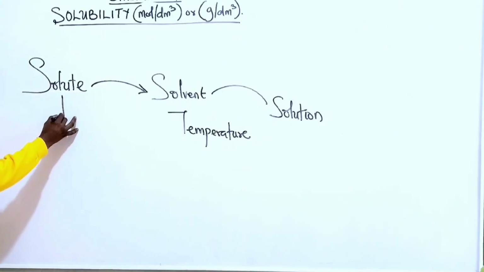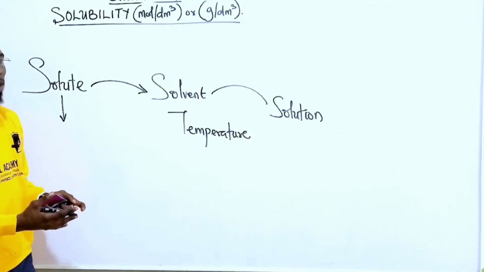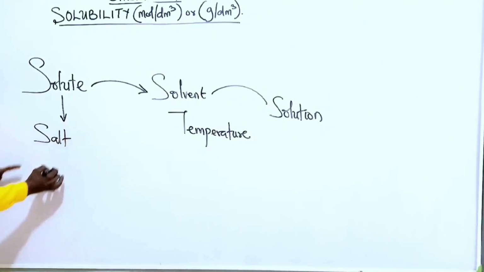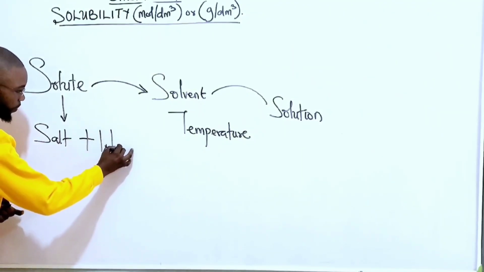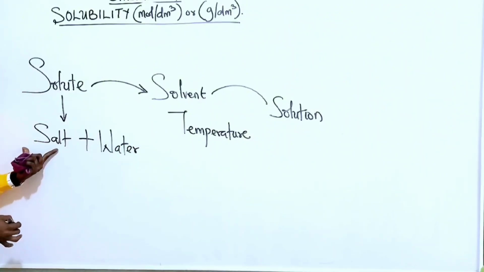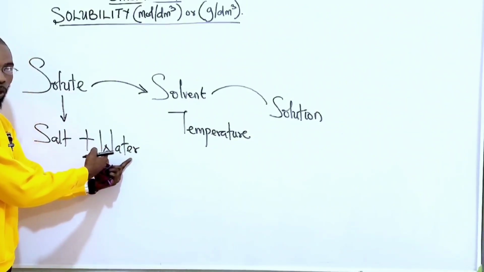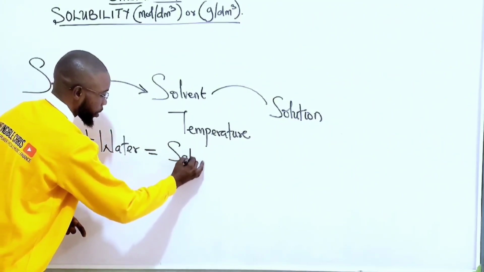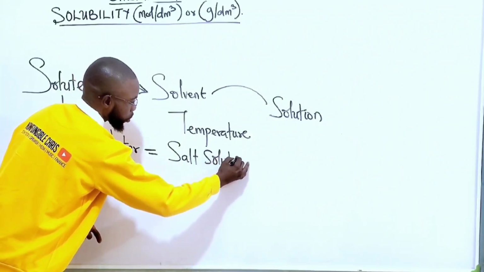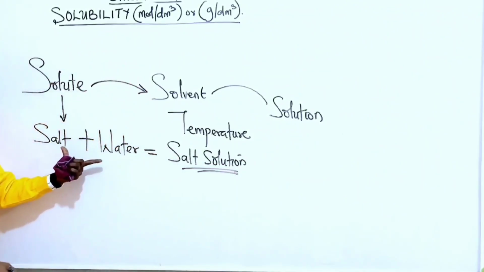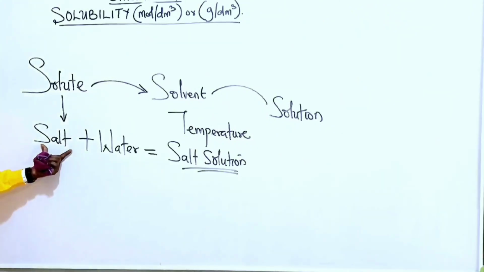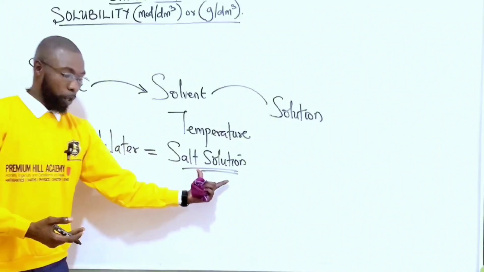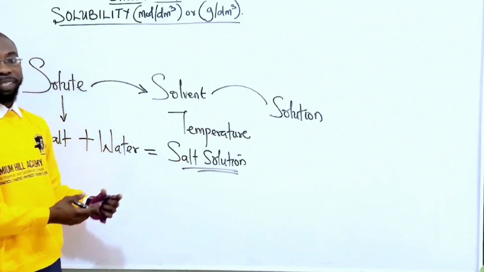The solute there can be a solid substance. Let's talk about salt, for instance. Salt dissolving in water, which is the solvent. Water here is the solvent. The solute is salt, the solvent is water. If we dissolve salt in water, we're going to get salt solution. A solution is a product of the solute and the solvent. So when we dissolve a solute, which is salt, in water, which is our solvent, we're going to have a salt solution at a given temperature.